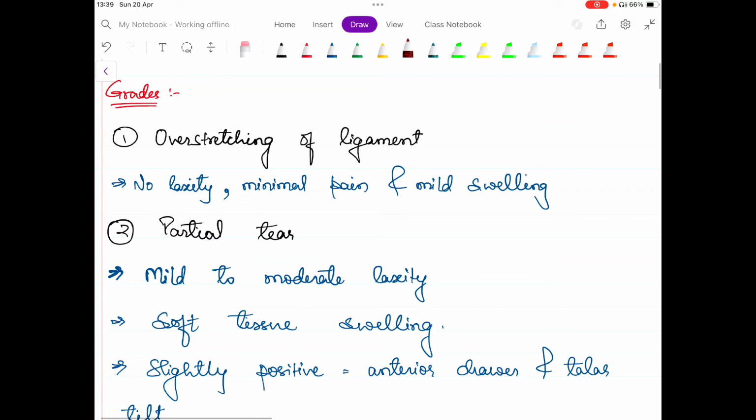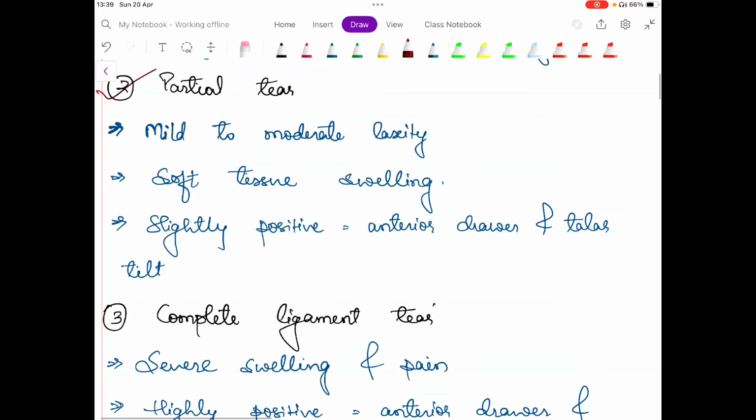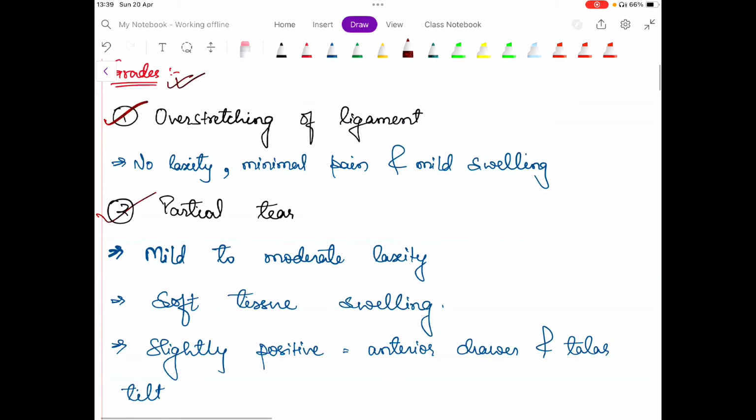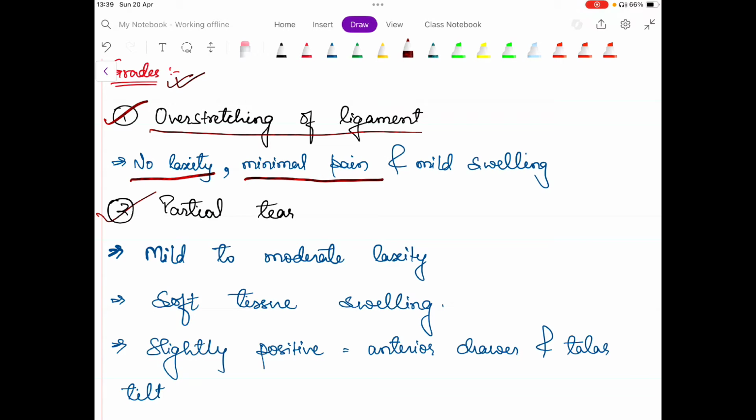So the first thing is grades. There are three grades of sprain: the first grade, second grade, and the third grade. In the first grade of sprain, there is overstretching of the ligament. When there is overstretching of the ligament, there will be no laxity, very minimal pain, and mild swelling around that area.